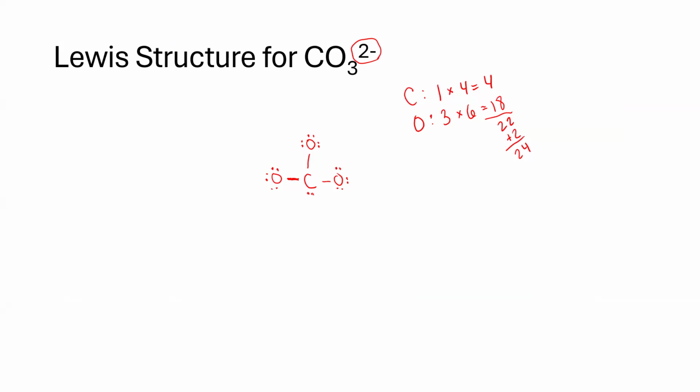The last thing I need to do is compare what I have drawn to the number of valence electrons I should actually have. So I'm going to count everything up here. Bonds count as 2. So I'm starting right here. 2, 4, 6, 8, 10, 12, 14, 16, 18, 20, 22, 24, 26. So I've drawn 26, and I need to have 24.